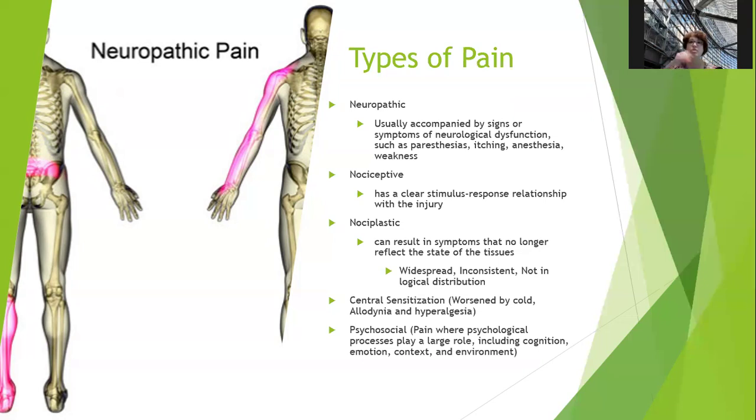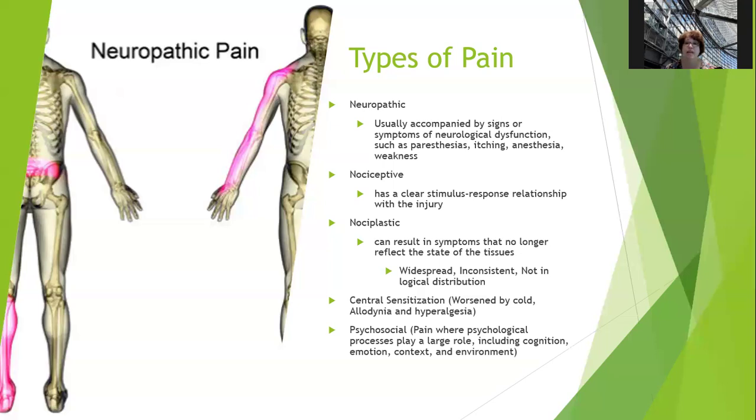Nociceptive pain usually has a clear stimulus response relationship with the injury. Nociplastic pain can result in symptoms that no longer reflect the state of the tissues. That's where something that's normally non-painful is, usually not suddenly, but it's painful. It can be widespread, inconsistent, and not in a logical distribution. So radicular pain is logical. Referred pain is logical. But nociplastic pain makes no sense at all. Central sensitization tends to be worsened by cold. Allodynia is where a normally non-painful sensation is painful, and hyperalgesia is where something that would be just slightly painful is super painful. And usually that's because of sensitized nerves.